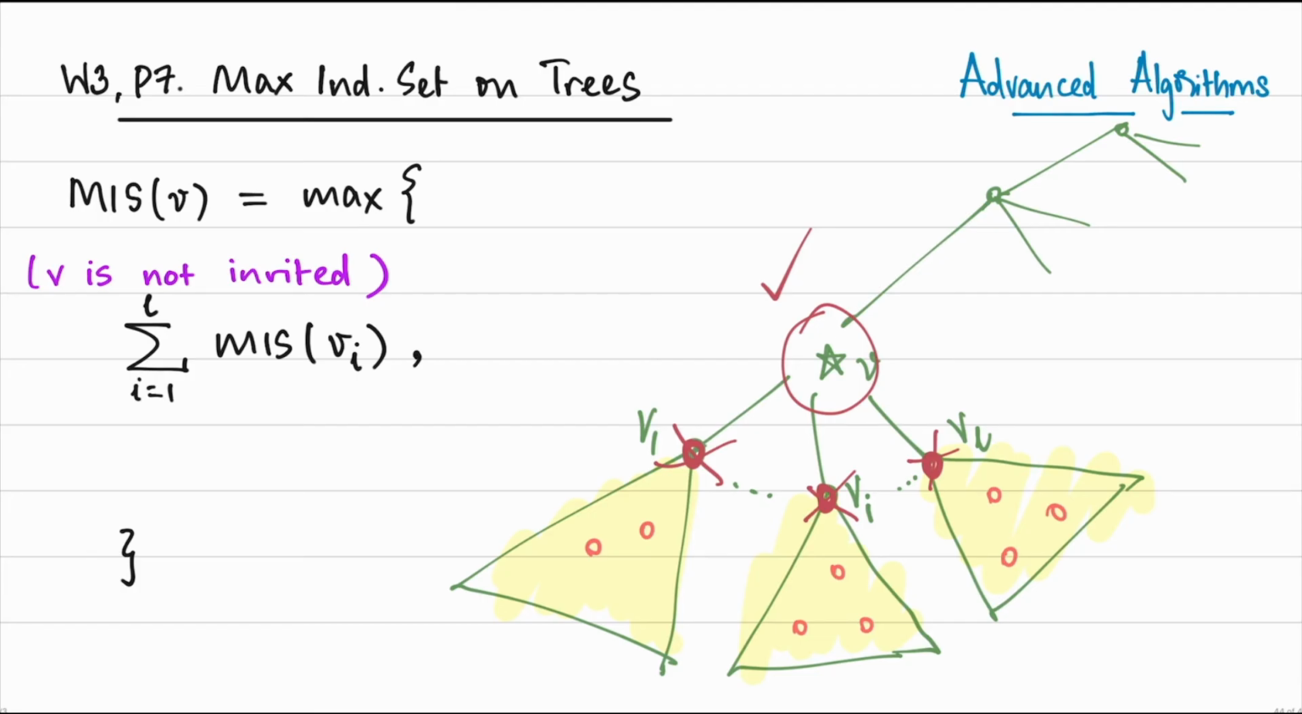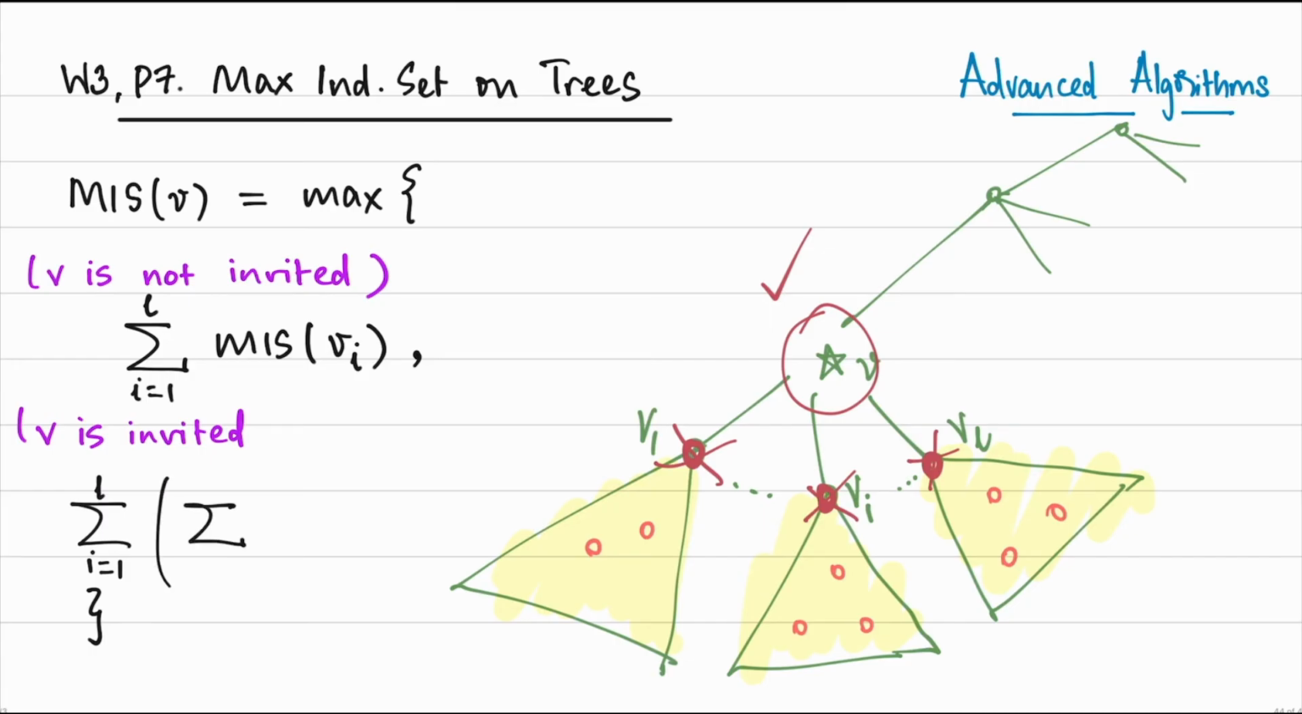That's our first option, and the second option would be that V is invited. And in this case, we know that none of its children are invited, because that would again basically violate the independence condition. So what's our answer here? Well, we're going to go over all the children and then go to their children.